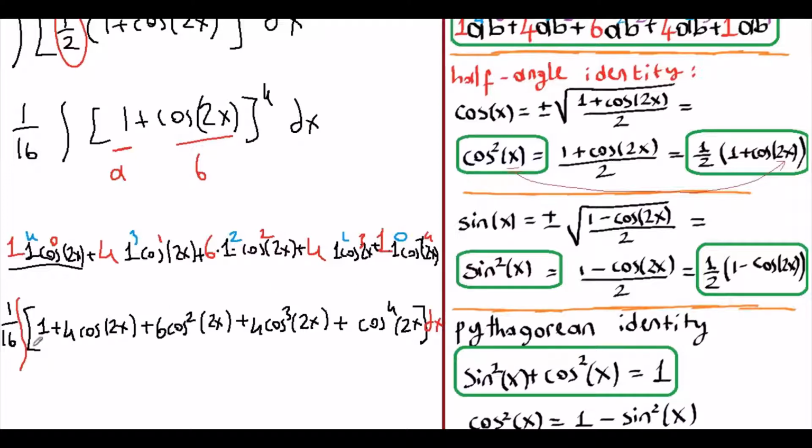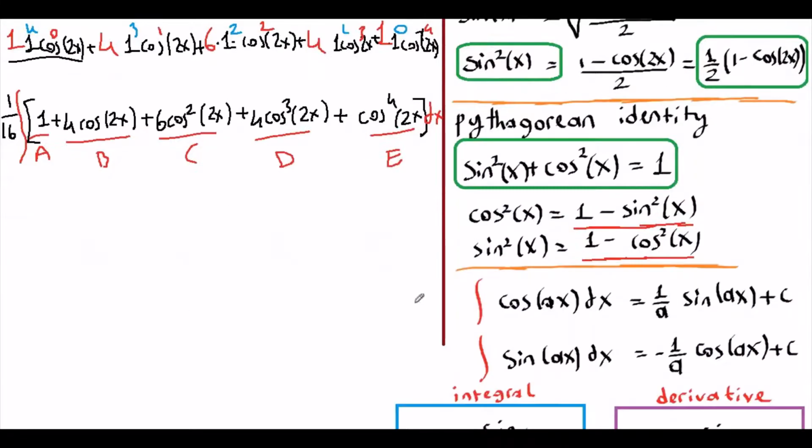Now let's name the blocks. Let's call this block A, block B, block C, block D, and block E, and separate the integrals. So we have 1 over 16 in front of the integral sign, and we are separating the integrals. Our block A is integral of 1 dx. Our block B is 4 times integral of cosine of 2x.